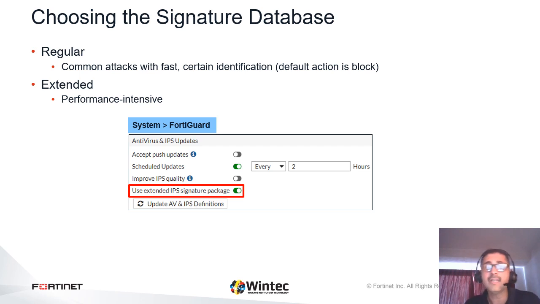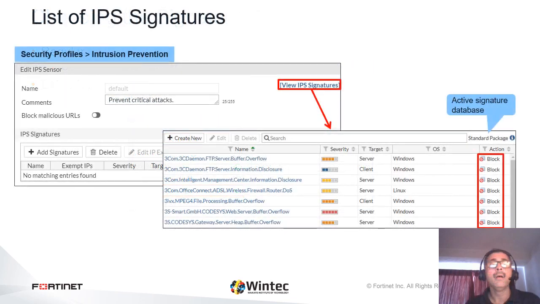For our case, we have downloaded the extended signature database. However, we have not enabled it because it makes the network pretty slow. Now, after FortiGate downloads the FortiGuard IPS package, new signatures appear in the signature list. You can have a look at how it looks, and you will be doing a part of this particular thing in your lab as well.